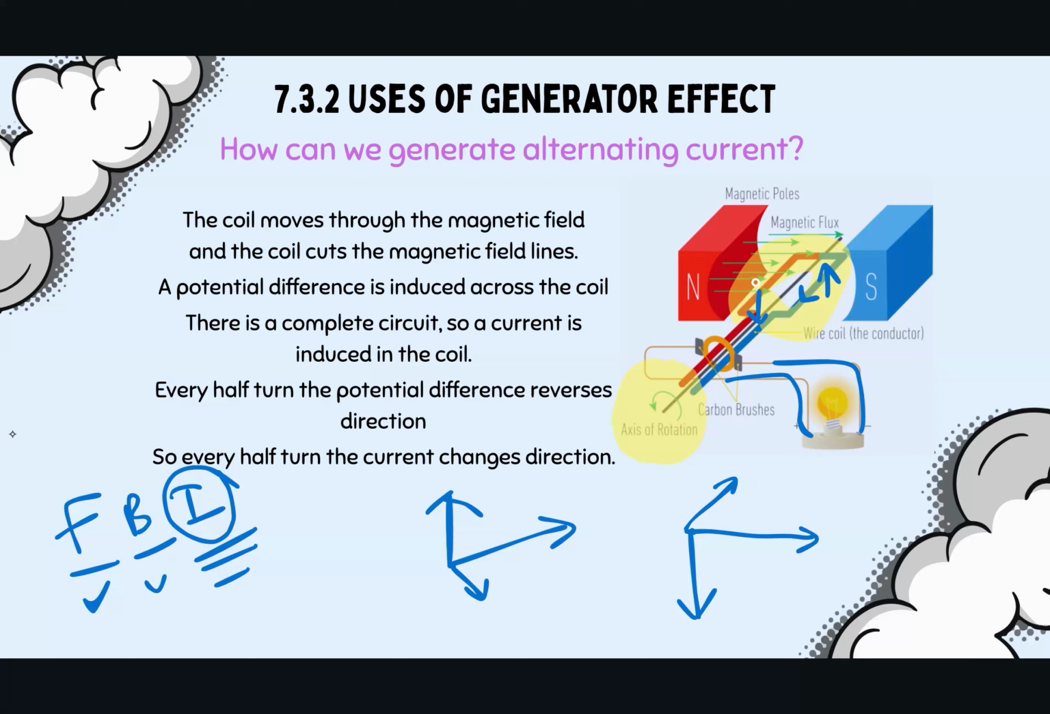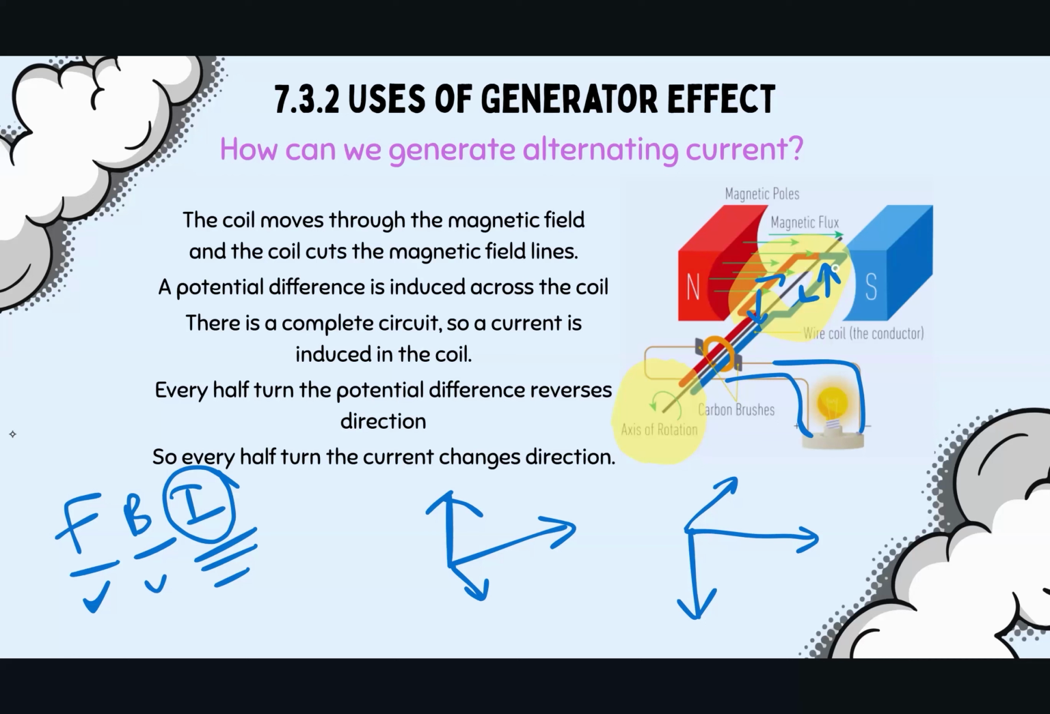So that means the current is flowing this way. So that means the current that's produced is being produced in both directions. After every half turn, each side of the coil is now moving in the opposite direction through the magnetic field. This means the induced potential difference reverses.